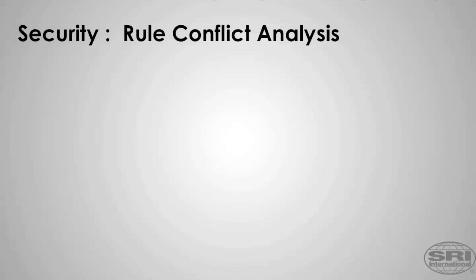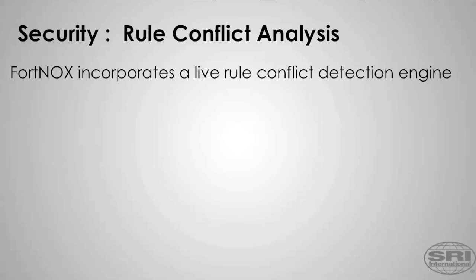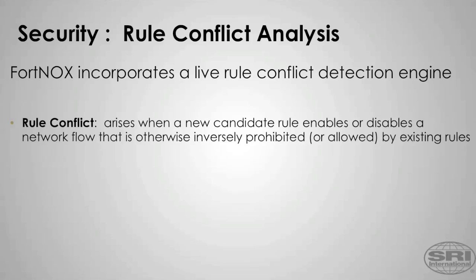FortNox operates as an inline flow rule mediator, vetting all insertion requests against the current existing set of flow rules. Inline rule conflict detection is performed using our algorithm called alias set rule reduction. A conflict is said to arise when a candidate flow rule is determined to enable or disable a communication flow that is otherwise inversely prohibited or allowed by the current set of existing flow rules.